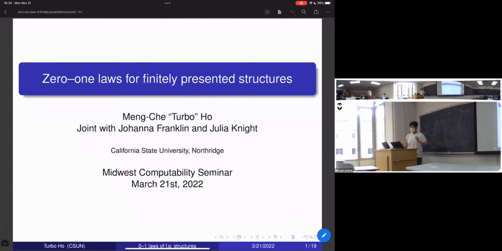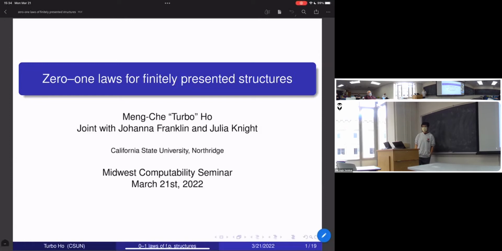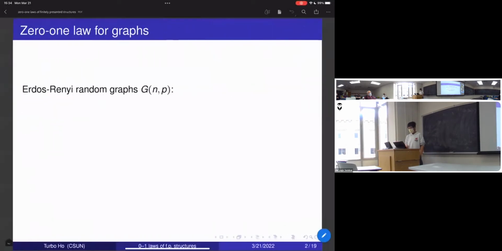But yeah. So this is going to be about the 0-1 laws for finitely presented structures, and you've probably seen 0-1 laws in some of its forms. Let's see a very classical one. This is from graph theory. This is an Erdős-Rényi random graph.